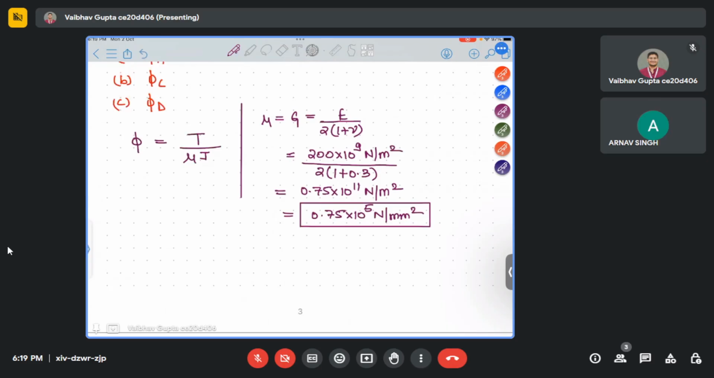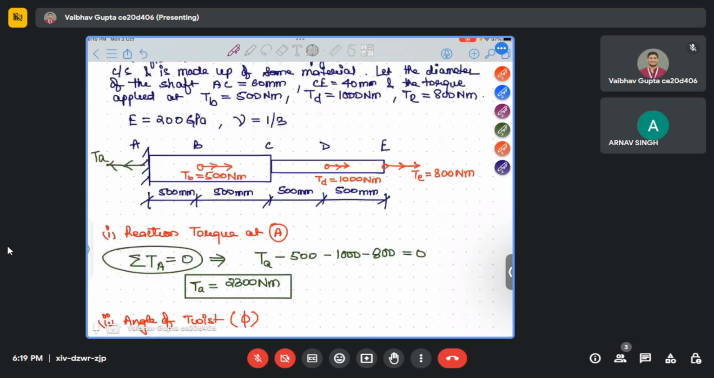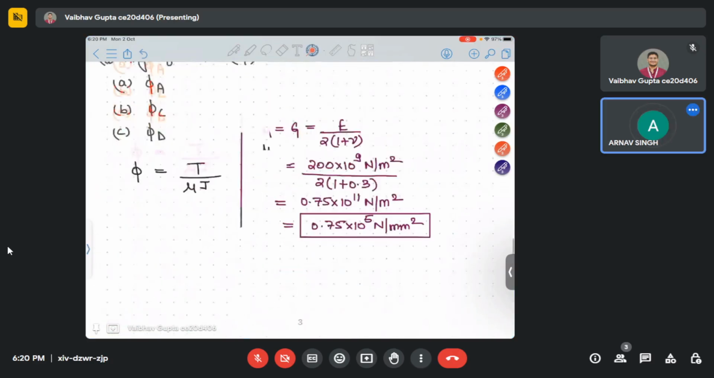This part is clear. How to calculate G from E and Poisson's ratio. So now mu we know, polar moment of inertia. See, AC shaft and CE shaft are of same material, but both have different diameters. And what is the cross section given? Solid circular cross section.